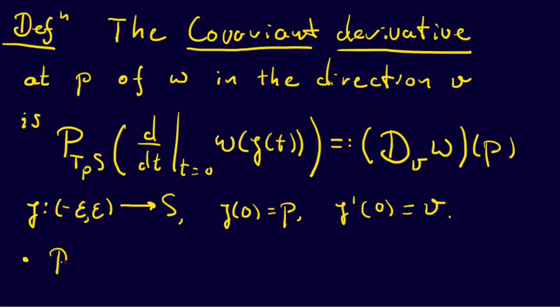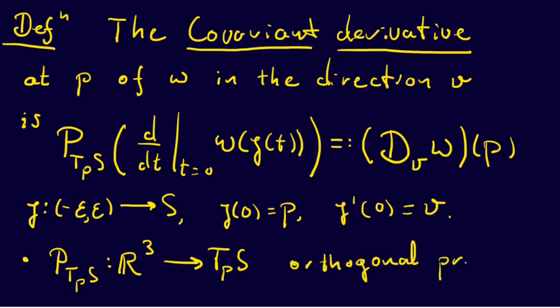And also just let me write down this P_TPS is the map from R3 to TPS, which is the orthogonal projection. So this is the definition of the covariant derivative, and it generalizes the idea of the directional derivative to make sure that we get something which is intrinsic to our manifold S.